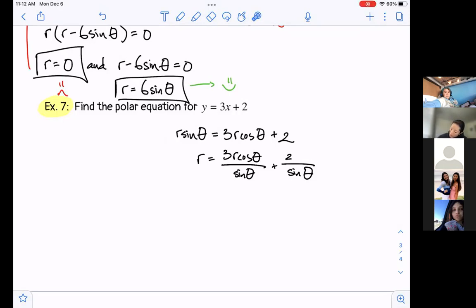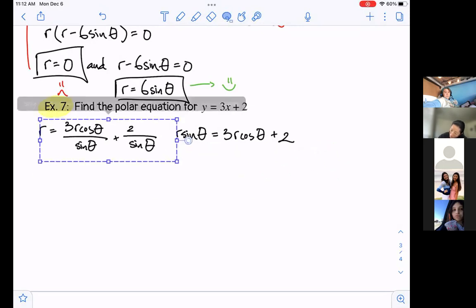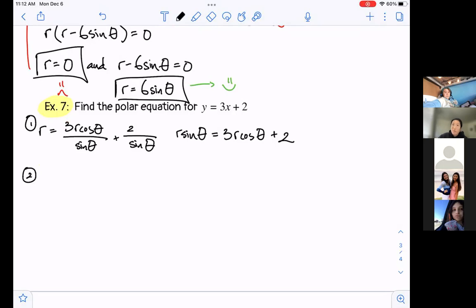Okay, so let's try that. If we move everything, so this was sort of option 1, option 2, we're going to move everything to the left and factor. So we get r sine theta minus 3r cosine theta minus 2 equals 0. And what should we factor? Okay, so I moved everything to one side, but when I look at this left-hand side now, I don't see a common factor.